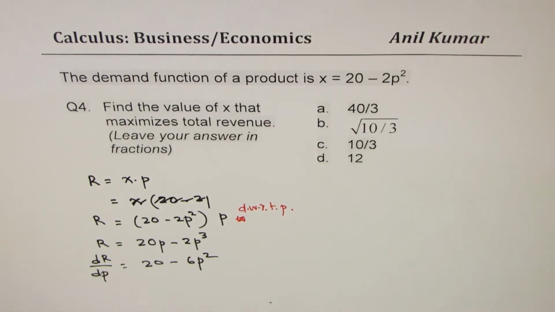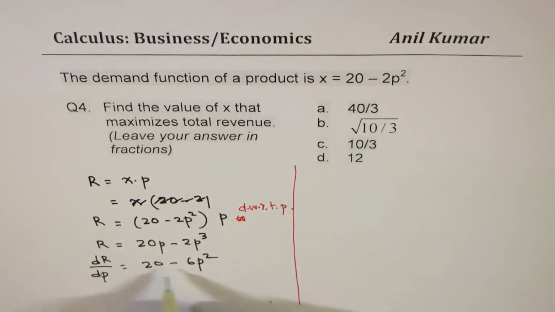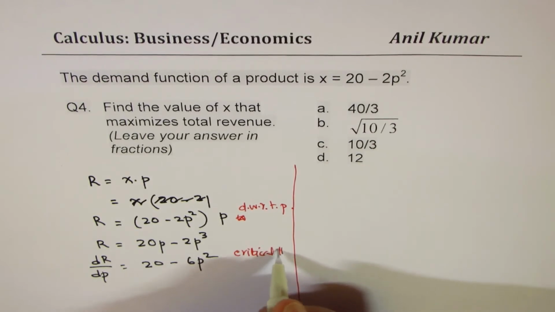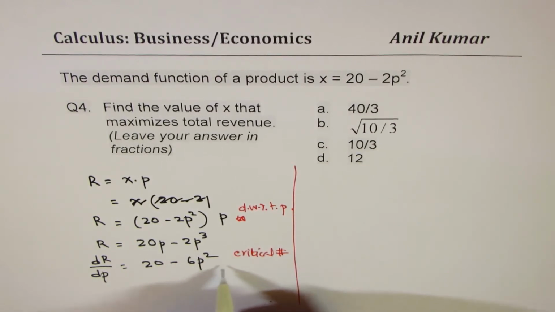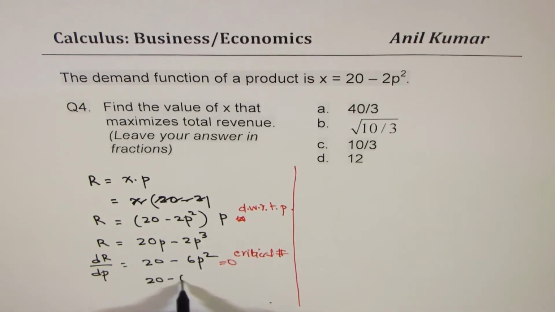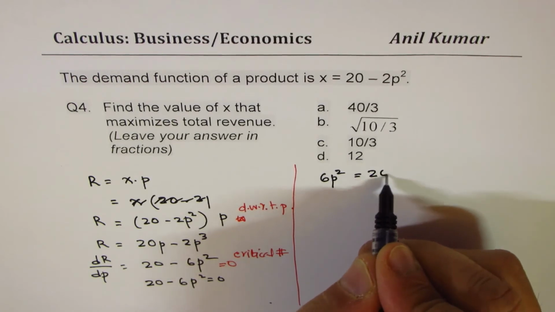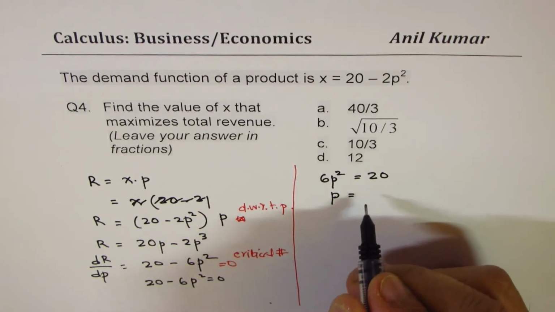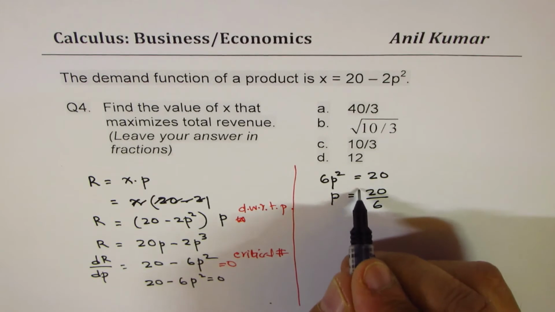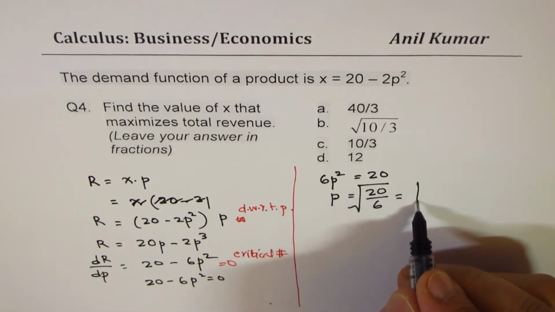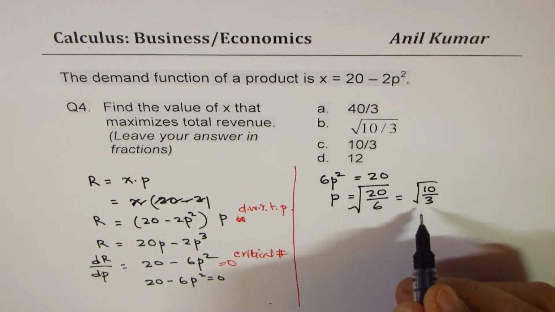Now for revenue to be maximum, this should be 0, right? So we'll try to find the critical number now. For the critical number, this should be equal to 0. So we can equate 20 minus 6p squared to 0 and find the price. So let's rearrange. We get 6p squared equals 20, or p equals the square root of 20 divided by 6. You can divide by 2 and get the square root of 10 over 3. So that is the price.